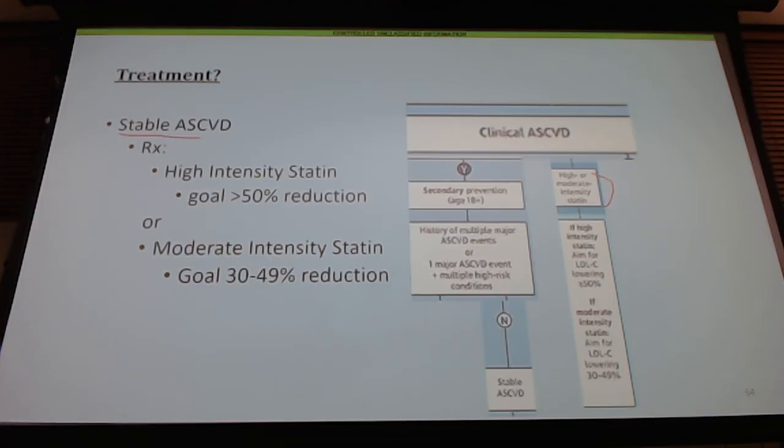But the goal for the LDL reduction in this category depends on which intensity of the statin you chose. If you chose high intensity, then I am expecting to get at least 50% reduction in their LDL. If you put them on the moderate intensity, I'm expecting a 30 to 49% reduction in their LDL. So don't think that you're going to get that 50% reduction if you just put them on that moderate intensity. That's not your goal. Your goal is to expect that reduction based on the intensity that you put them on, okay? Questions about the algorithm and treatment?